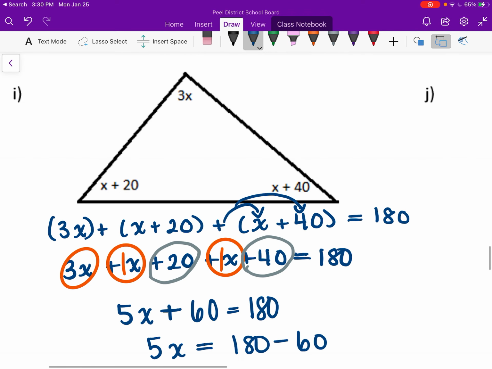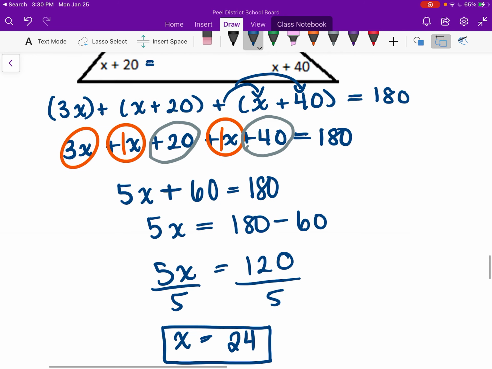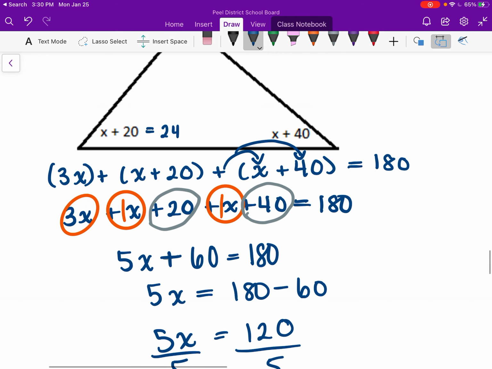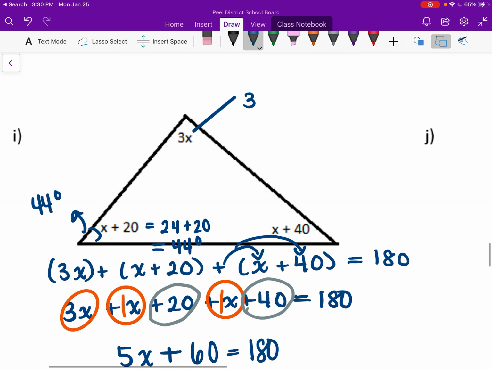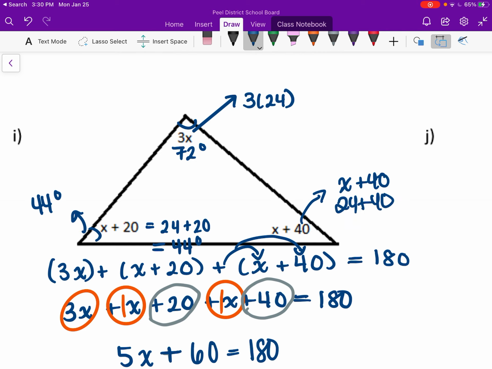I can't just go in and plug 24 into these. I just got to solve them now. So this side is going to be x plus 20. So 24 plus 20 is 44 degrees. So this angle is going to be 44 degrees. Same thing here. We're going to do 3x, which is just 3 times 24. 3 times 24 is going to give me 72. So this angle here is 72 degrees. This angle here is just going to be x plus 40, which is the same thing as saying 24 plus 40, which is going to be 64. So this angle over here is 64 degrees.